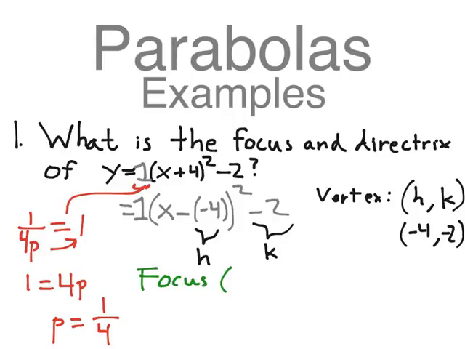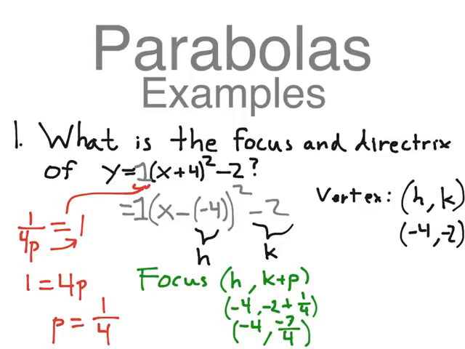The focus, because our parabola opens in the y-axis, that means our focus is going to have a change in the y direction. So it's just h comma k plus p. So we already know h is negative 4 and k is negative 2, and we just found p, so we have to add 1/4. So our focus then is negative 4 and negative 7/4.